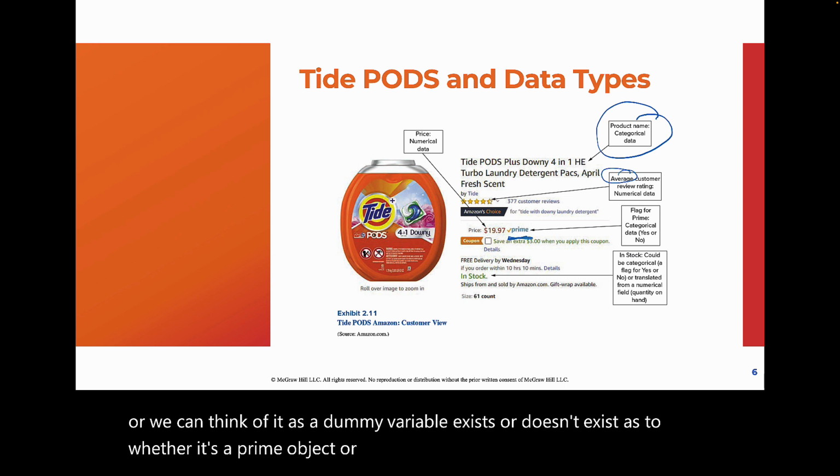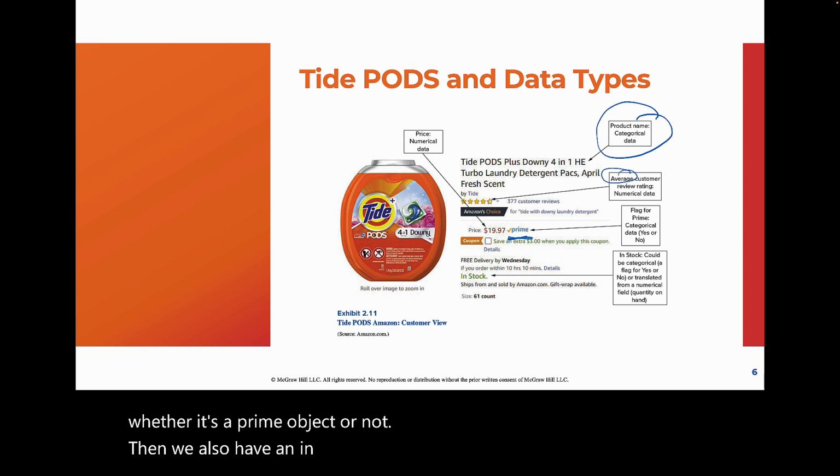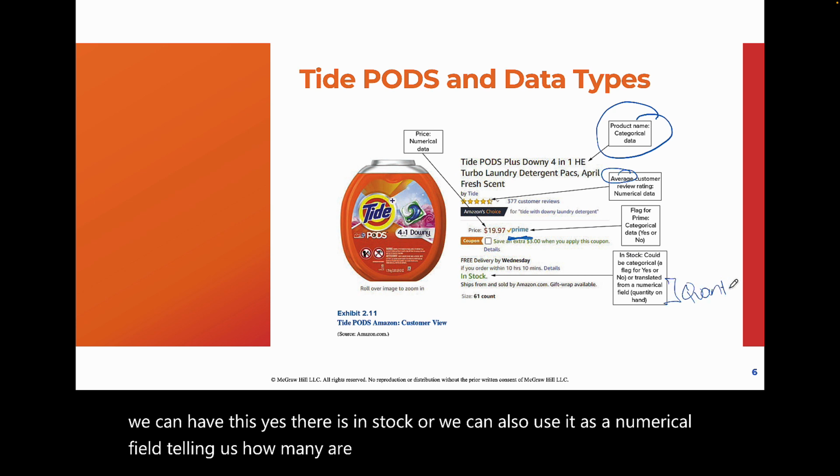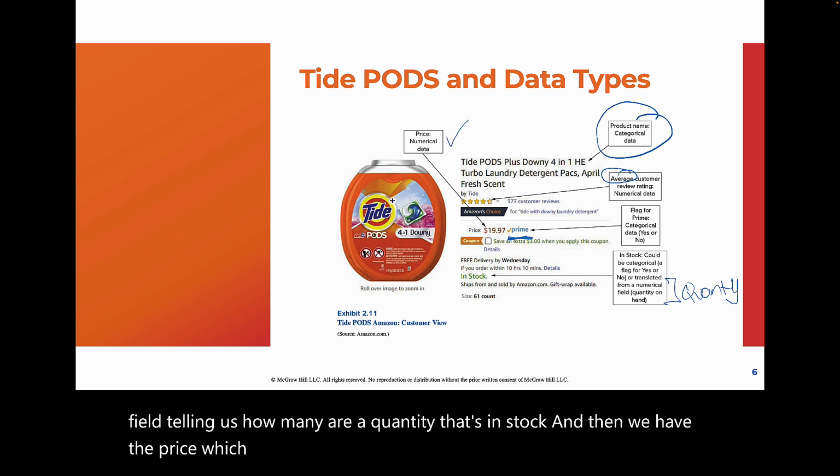Then we also have an in stock, and this could also be categorical as well. So we can have this yes, there is in stock, or we can also use it as a numerical field telling us how many or a quantity that's in stock. And then we have the price, which is a numerical data point as well.